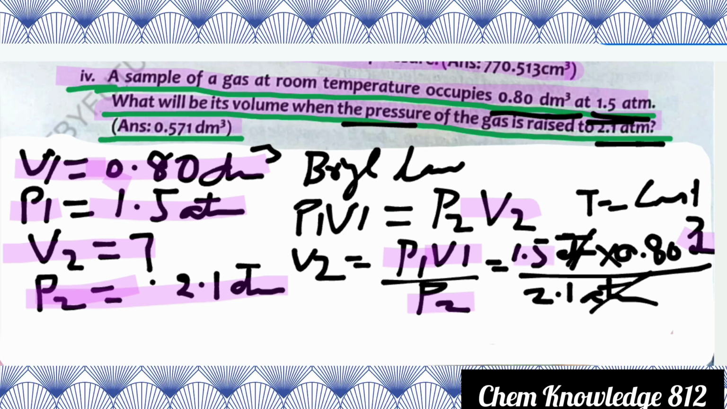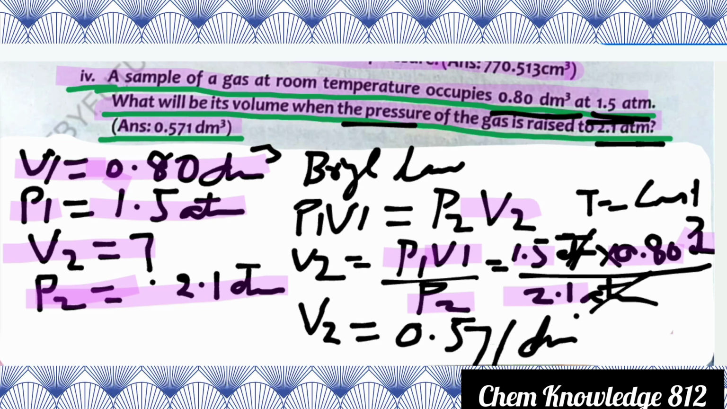So by multiplying this and this one, and by dividing with this one, we can get the value of V2, which is equal to 0.571 cubic decimeter. So this is the value of V2, this 0.571 cubic decimeter, which is equal to this answer. So this is the solution of the fourth question.